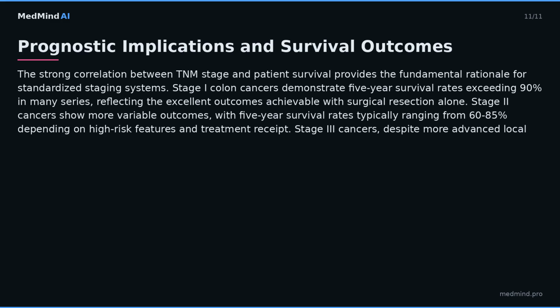Prognostic implications and survival outcomes. The strong correlation between TNM stage and patient survival provides the fundamental rationale for standardized staging systems. Stage I colon cancers demonstrate 5-year survival rates exceeding 90% in many series, reflecting the excellent outcomes achievable with surgical resection alone. Stage II cancers show more variable outcomes, with 5-year survival rates typically ranging from 60 to 85% depending on high-risk features and treatment receipt.